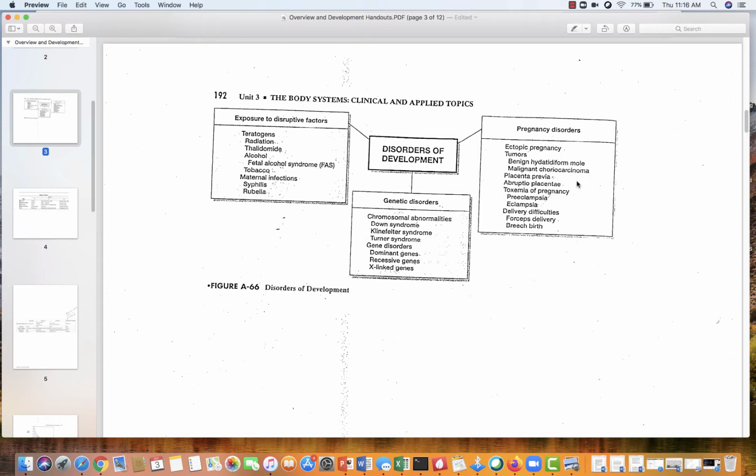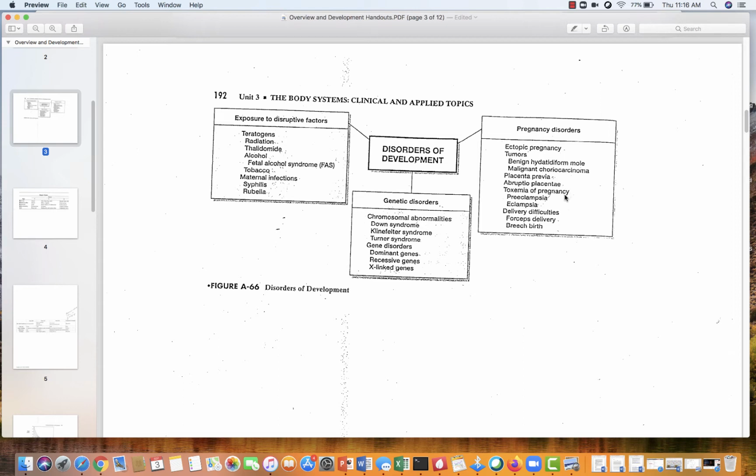Also, you have placental abruption, and that is where the placenta detaches from the uterus, and at that point, labor will need to be induced because there is no longer any oxygen or nutrients being delivered, or waste products being taken away from the developing human. Okay. Also, there's toxemia of pregnancy.